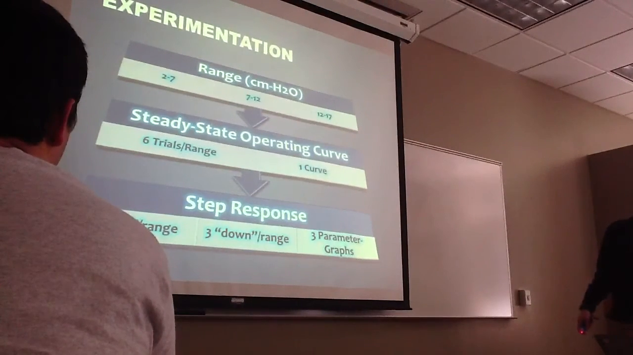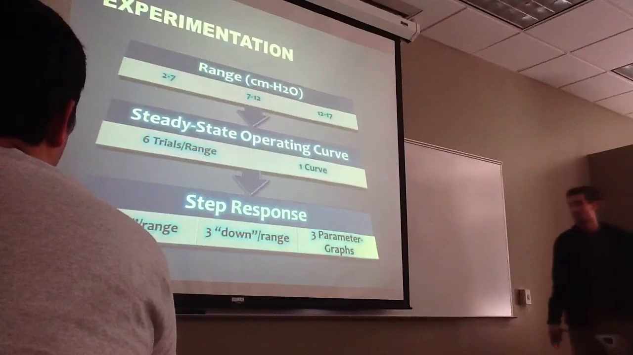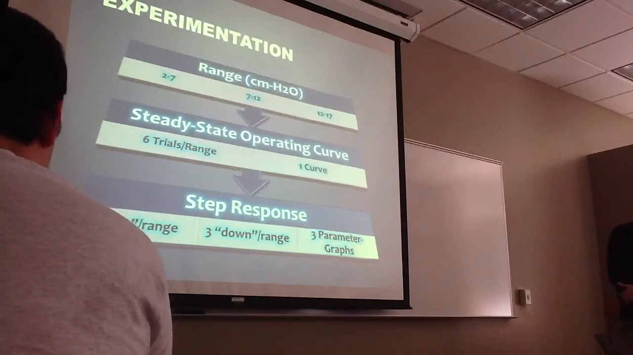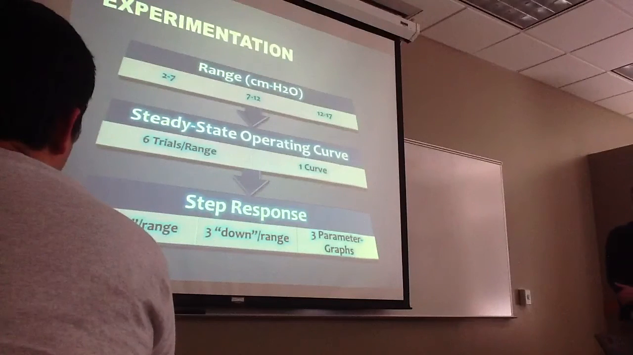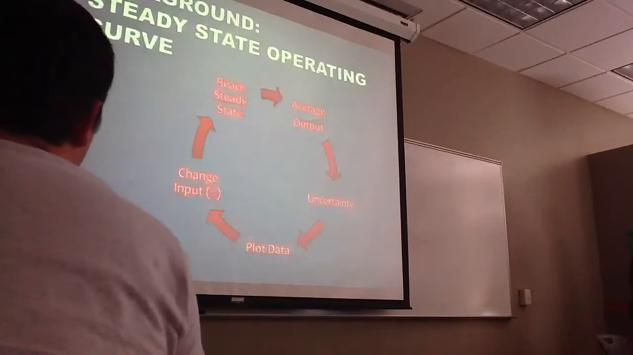A steady state operating curve was made from data points, 6 trials in each range, to make one steady state operating curve. In the step response experiment, we had 3 step ups per range and 3 step downs per range. Each of those combined to make just 3 parameter graphs.